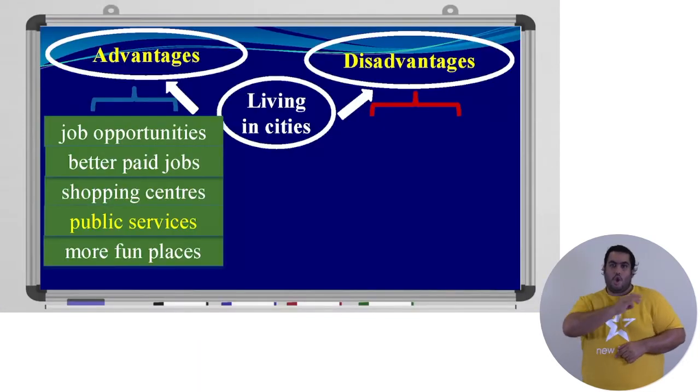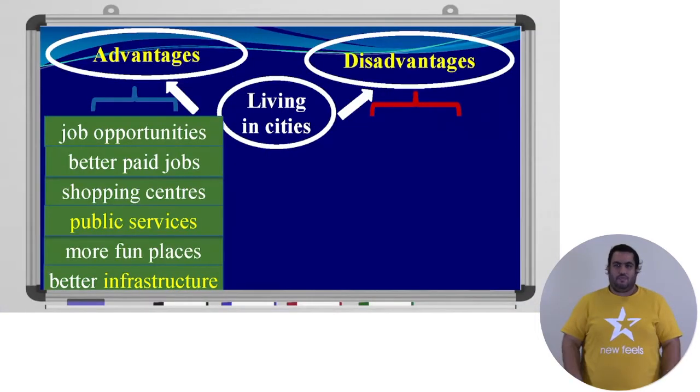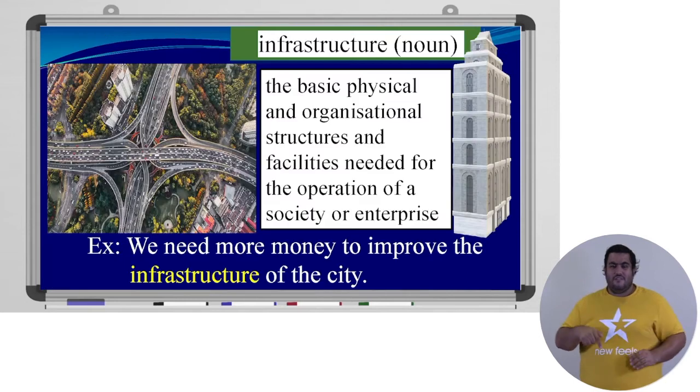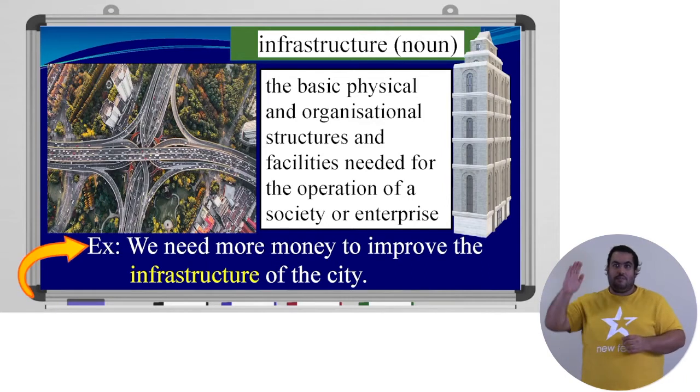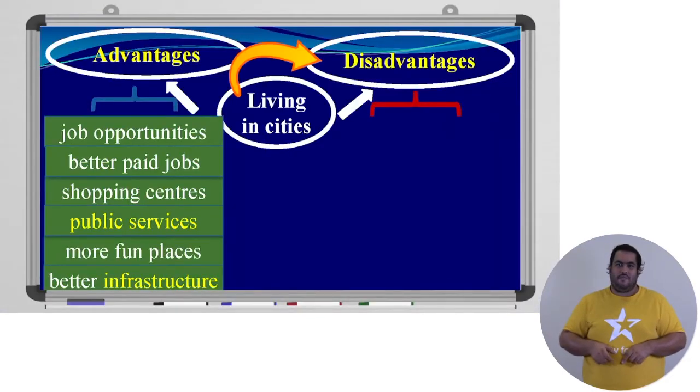To continue the advantages of living in a city, we can add more fun places like going to the cinema or going shopping. And don't forget, in the city we have better infrastructure. Infrastructure means the basic physical structure of a place. Example, we need more money to improve the infrastructure of the city, such as the roads underneath the city, the basic structure. Let's take a look now at the disadvantages.